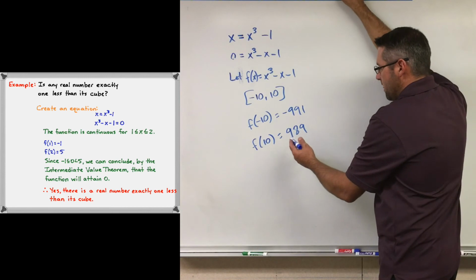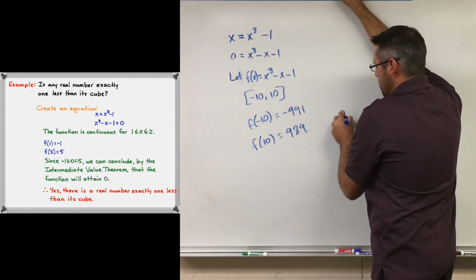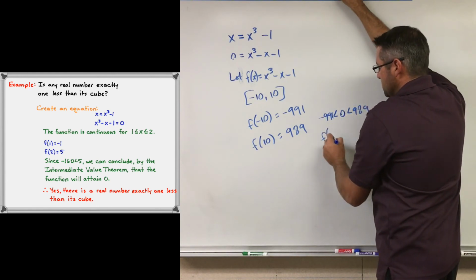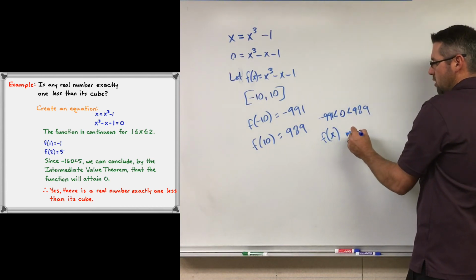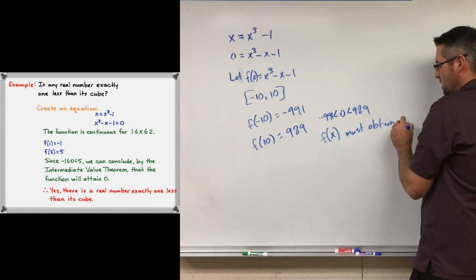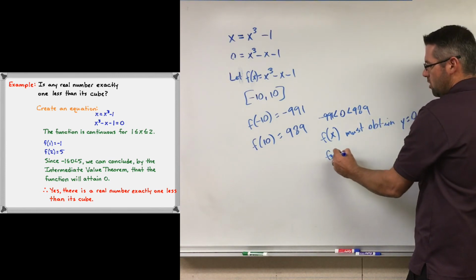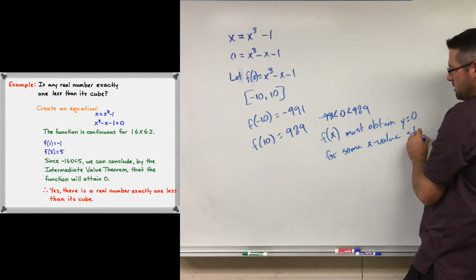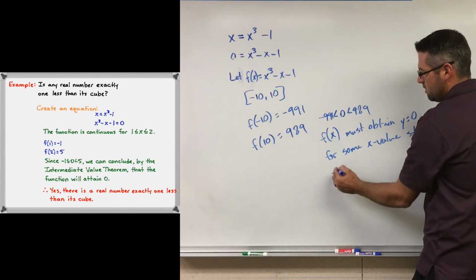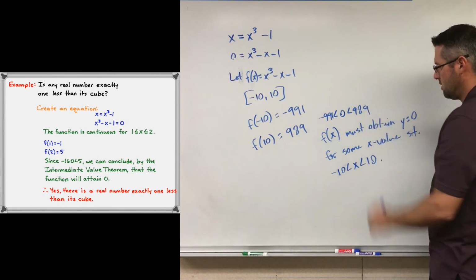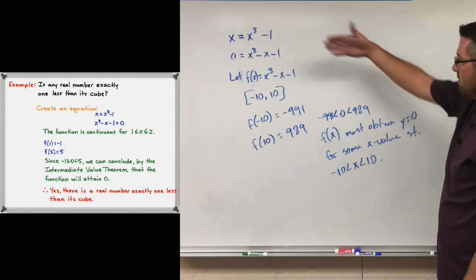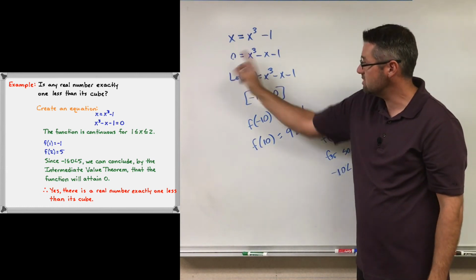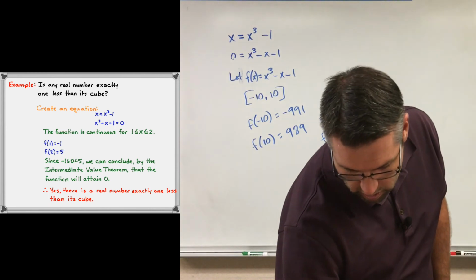So we can now say, since 0 is between -991 and 989, f of x must obtain y equals 0 for some x value such that -10 is less than x is less than 10. Therefore, since 0 is between there, it must hit 0. So you kind of pick arbitrary ones, and you're looking for one that is less than 0 and one that's greater than 0, and therefore you would know 0 is between them.